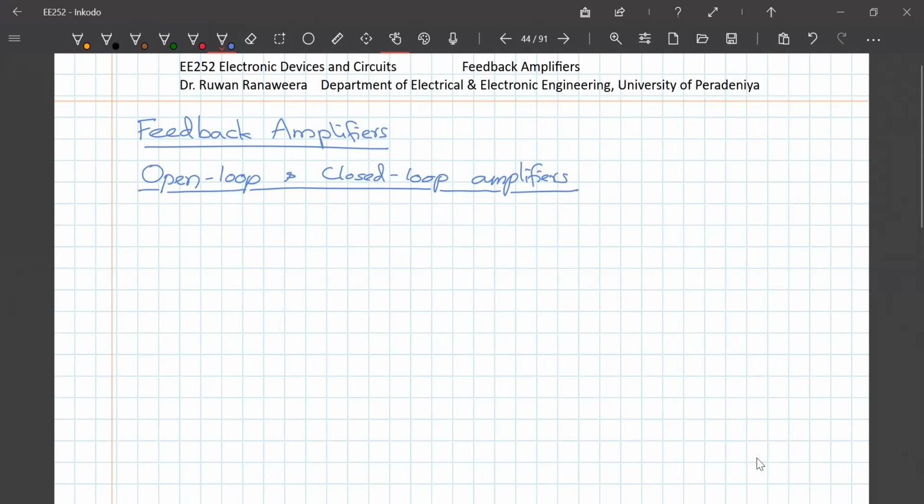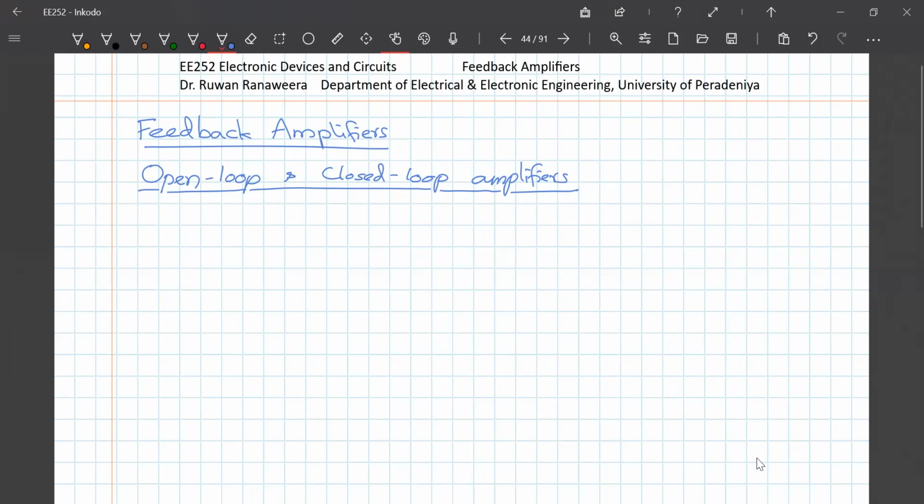When we talked about common emitter amplifiers with an emitter resistor, right? To stabilize the amplifier, to avoid thermal runaway, we used a small resistor in the emitter circuit, with a bypass capacitor. We will see later that this is basically a feedback amplifier. Okay, so open loop and closed loop amplifiers.